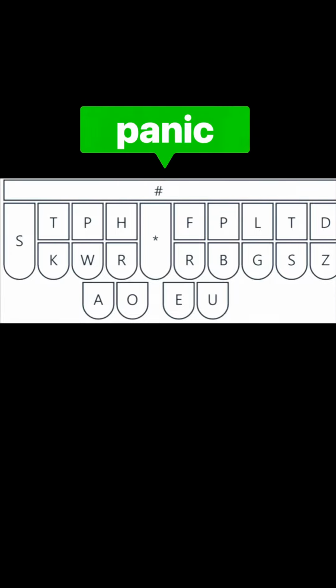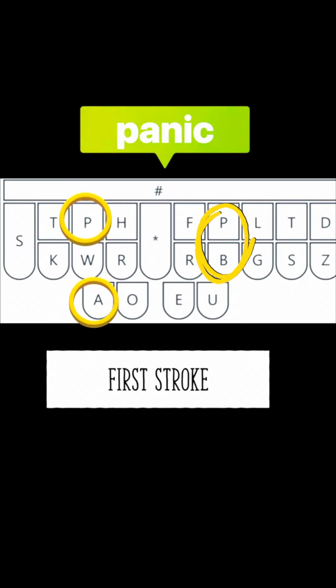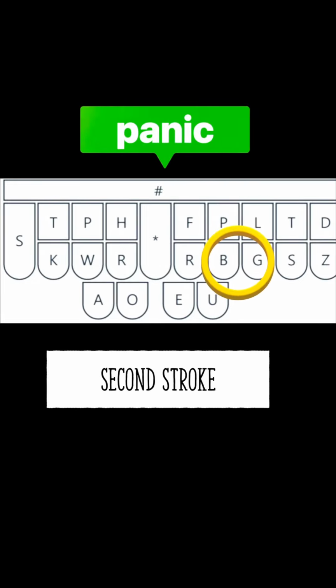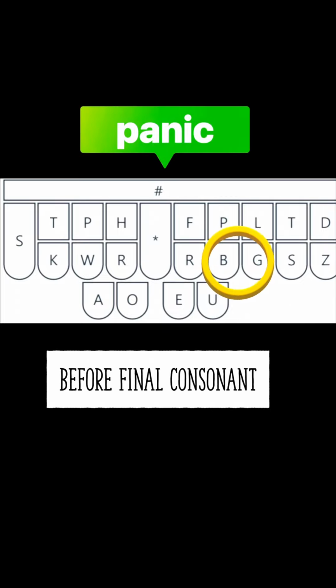The word panic would be written P-A-N because the first stroke is written just the way it always has been, and the second stroke is written final K because we drop the short vowel sound before a final side consonant.